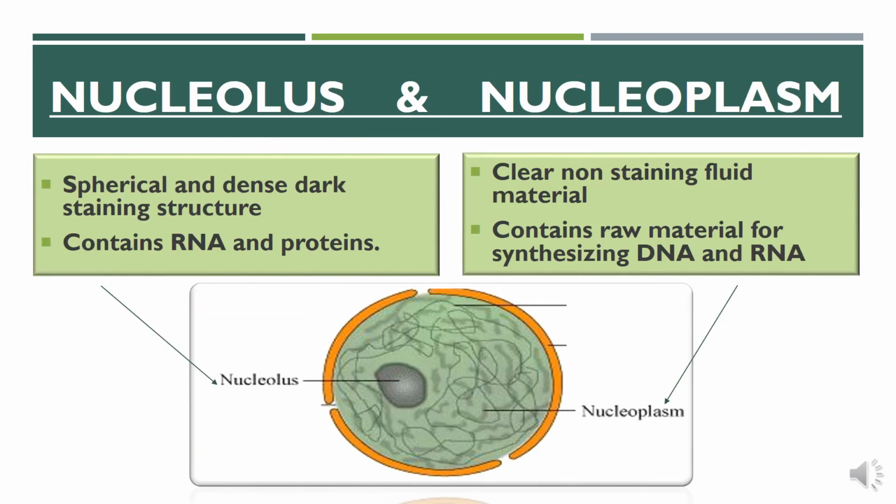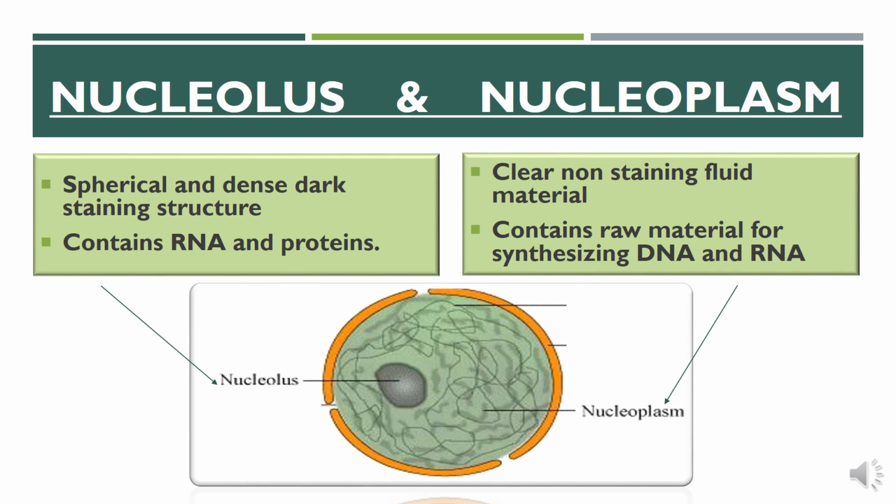Next is Nucleolus and Nucleoplasm, two more components of the nucleus. So the Nucleolus is almost located in the center of the nucleus, and it is a dark colored spherical structure, and it contains basically proteins and RNA. RNA is also a kind of nucleic acid named ribonucleic acid, and it's responsible mainly for protein synthesis in the cell. And next is Nucleoplasm.